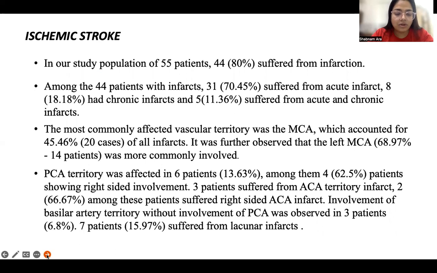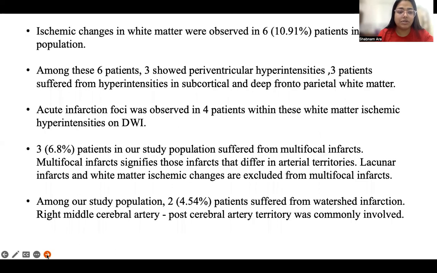Among them, 4 were affected on the right side. 3 patients suffered from ACA territory infarct, and 2 among them suffered on the right side ACA. Involvement of basilar artery territory without involvement of PCA was observed in 3 patients. Ischemic changes in white matter were observed in 6 patients. Among the 6 patients, 3 showed periventricular hyperintensities and 3 patients suffered from hyperintensity in subcortical and deep ventricular white matter.